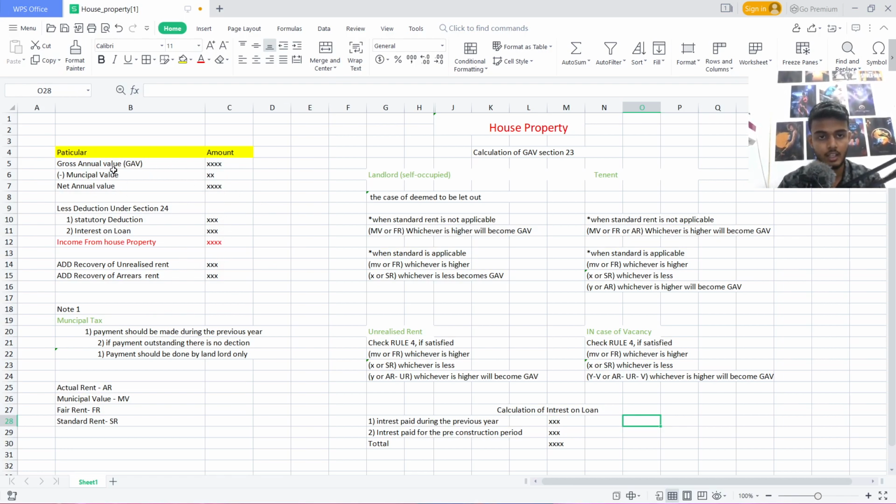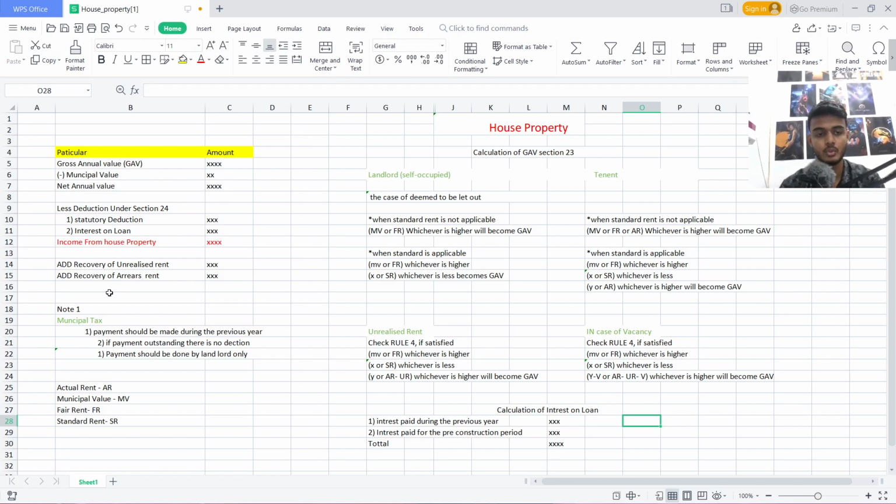First of all, gross annual value, then deduction of municipal value, and adding these both together comes the net annual value. Then we move forward to less deduction under section 24, in which there are two terms, statutory deduction and interest on loan. Statutory deduction is nothing but 30% of NAV. And after calculating and summing up all these values, we get income from house property. Then we add recovery of unrealized rent, recovery of arrears of rent if mentioned in the question. We have cleared the format of the house property.